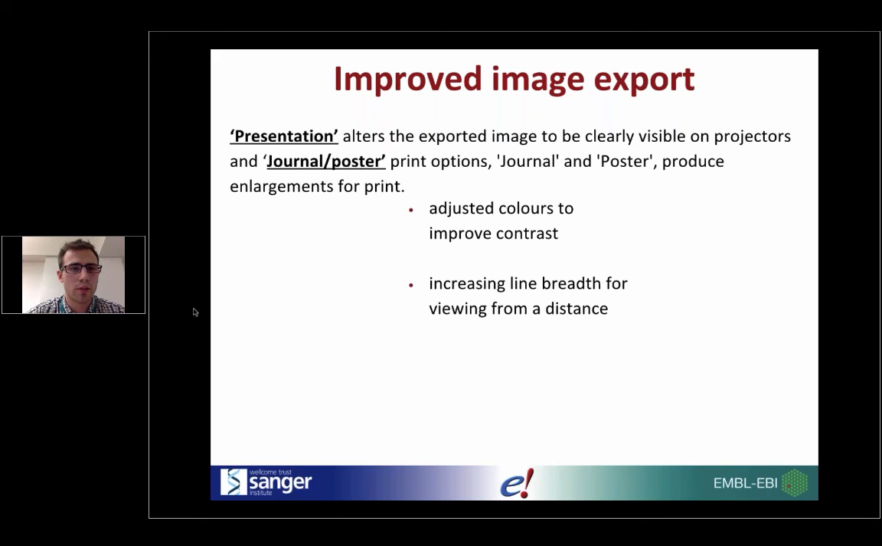So finally, I just want to finish up by showing you our new improved image export function. We have both a presentation and a journal or poster image export function. The presentation function alters the exported image to be clearly visible on projectors if you're perhaps giving a presentation. And our journal or poster print options produce enlargement, so a ×2 for journal or a ×5 enlargement for print purposes. Basically, the improved image has adjusted colors to improve the contrast and increase line breadth for viewing images from a distance.